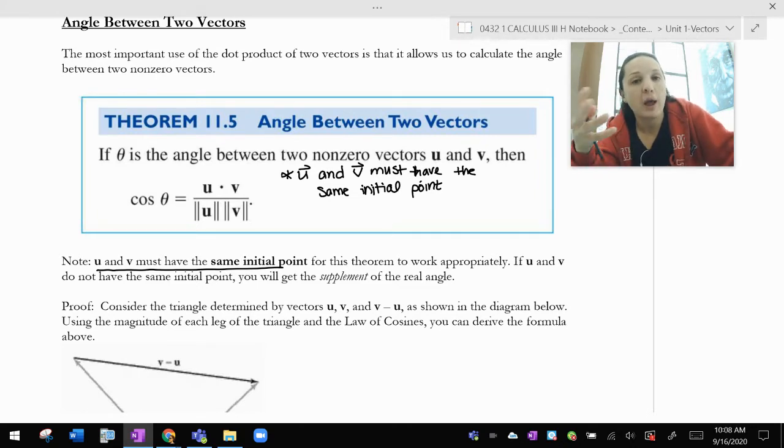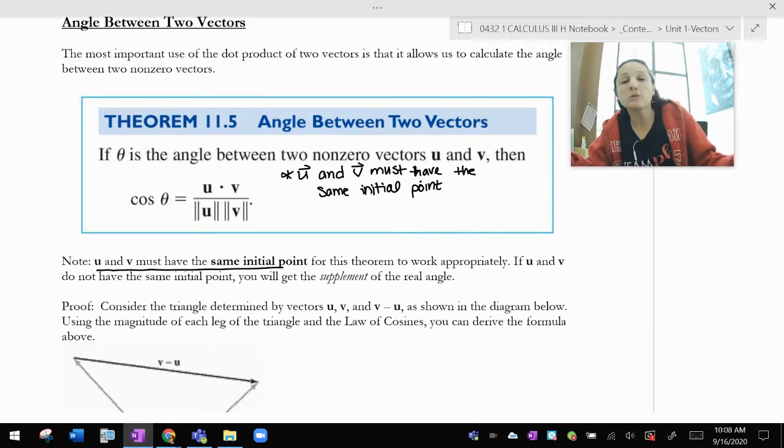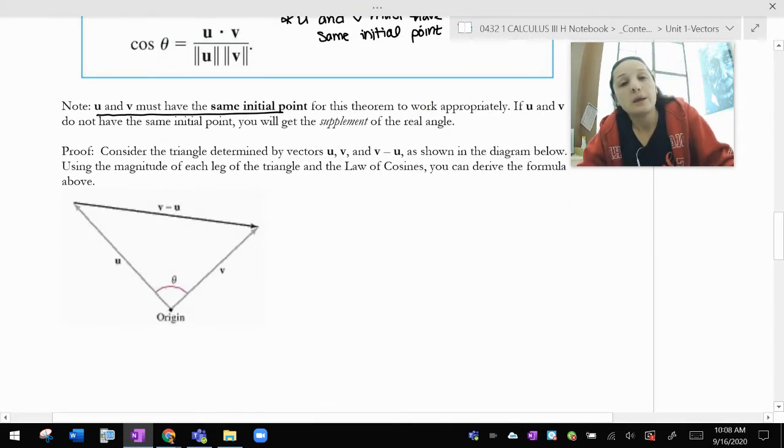Inverse cosine of a half is 60. Inverse cosine of negative a half is 120. Okay, so long story short, make sure they have the same initial point. Okay, got it. Now, what the heck do dot products have to do with trig? How would I get a cosine formula out of just multiplying and adding? That seems weird. Here's how it happens.